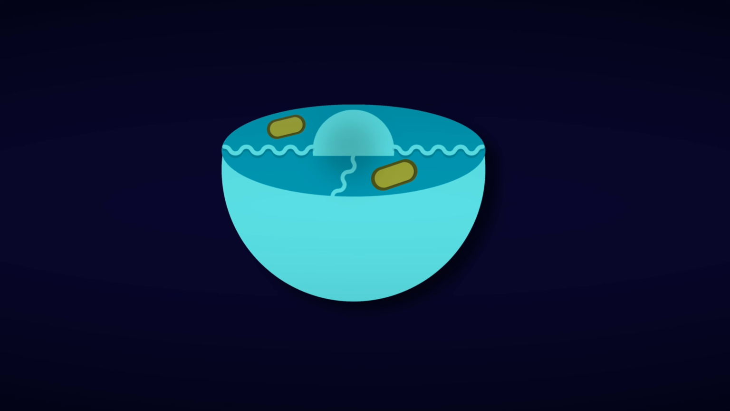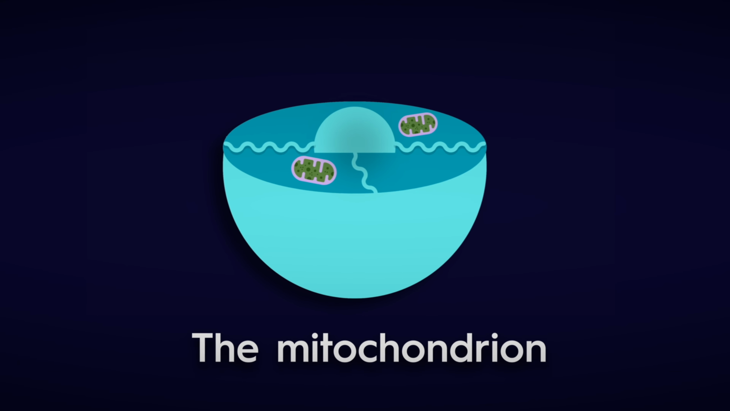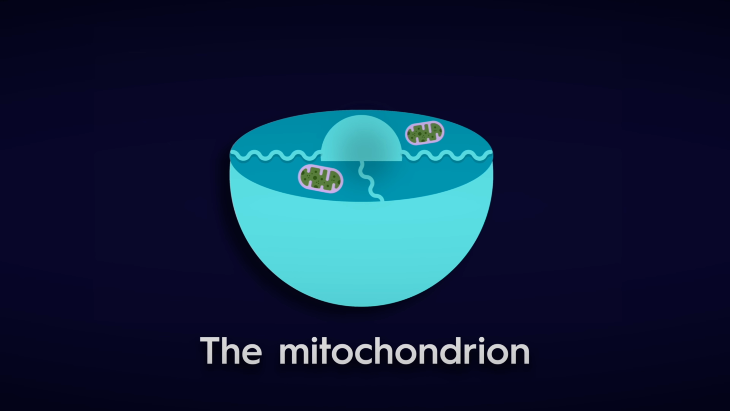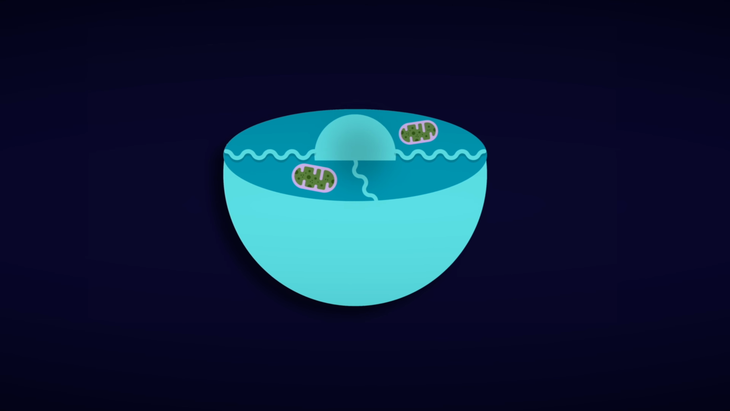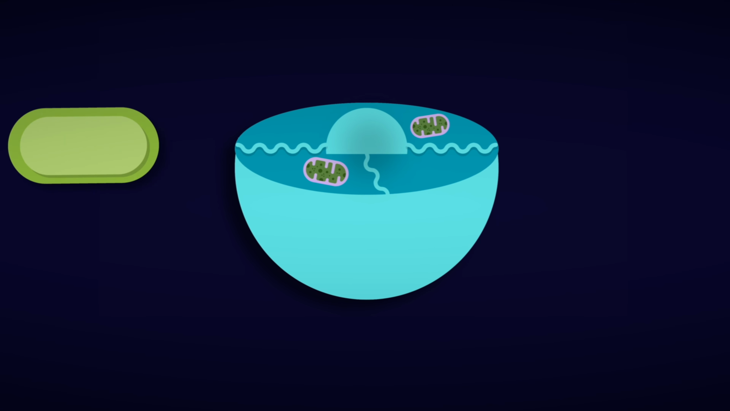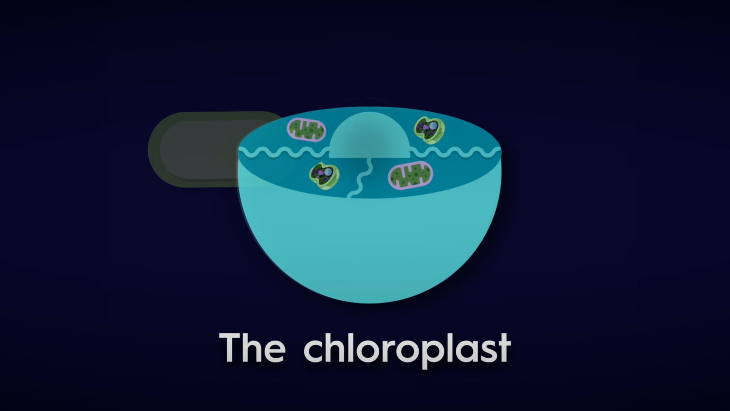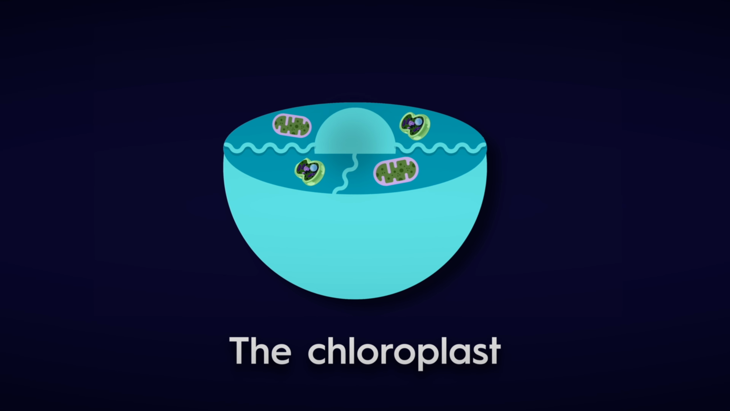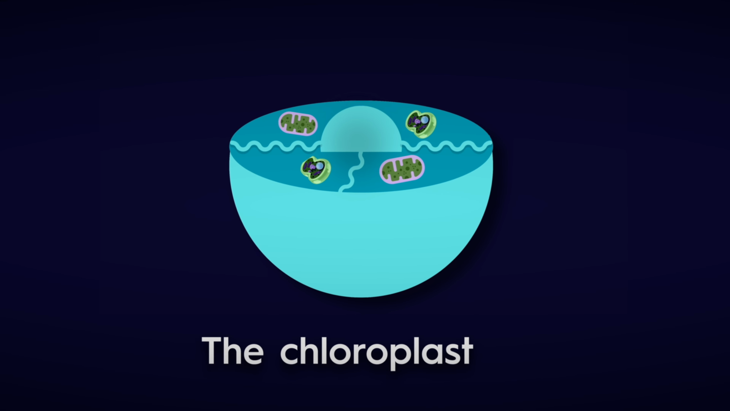Over time, the smaller cell became a permanent resident and evolved into the mitochondrion, the organelle that supplies energy to nearly all eukaryotic cells. Later, some cells took in a photosynthetic bacterium. This partnership created the chloroplast, which uses sunlight to make food. Those cells became the ancestors of plants and algae.